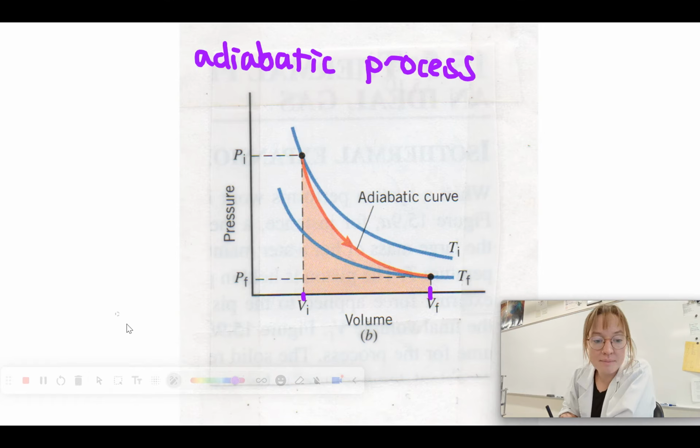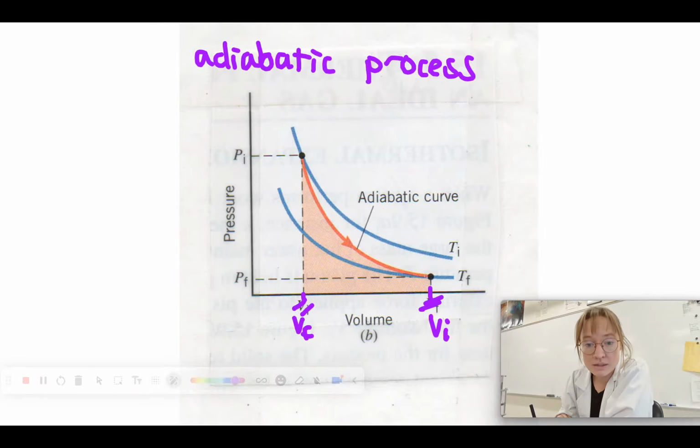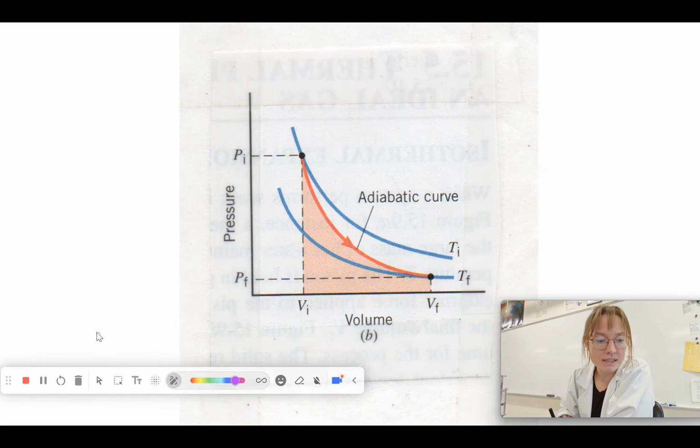The option that we looked at just now said that we actually end with less volume and we start with more volume. This is squishing down. When you squish down, this whole curve goes backwards like this. So you start with a bigger volume, you end with a smaller volume, and what happens to your temperature? Here's your initial temperature, and here's your final temperature. Your temperature increases as you squish the gas because you add energy to it, and that energy increases the temperature. So that's an adiabatic process.